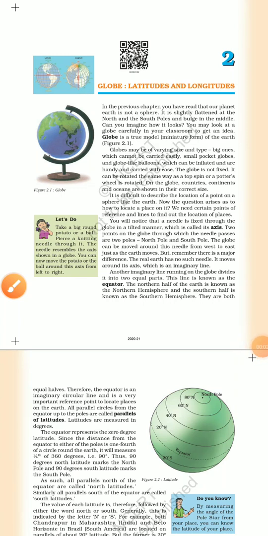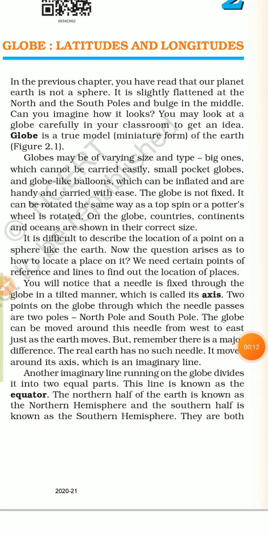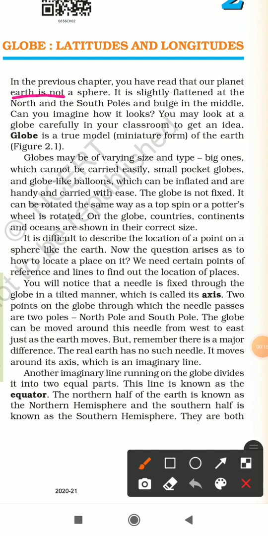Hello students, this is the revision video of Geography chapter number 2, Globe, Latitudes and Longitudes. In the previous chapter, we read how Earth is not a sphere. It's basically slightly flattened at the North Pole and the South Pole. Basically, it is of geoid shape.